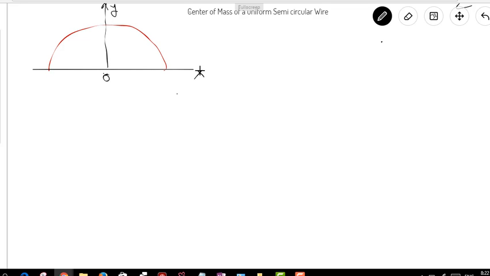So we know that to find the center of mass, we have to first select the differential element. So let's say that we select dx here, right? Now we know that the mass of this wire is m. So we know that to find the center of mass, the formula for the x coordinate of center of mass is 1 by m integration of x dm, right? So if we take this as dx, what will be the dm value?